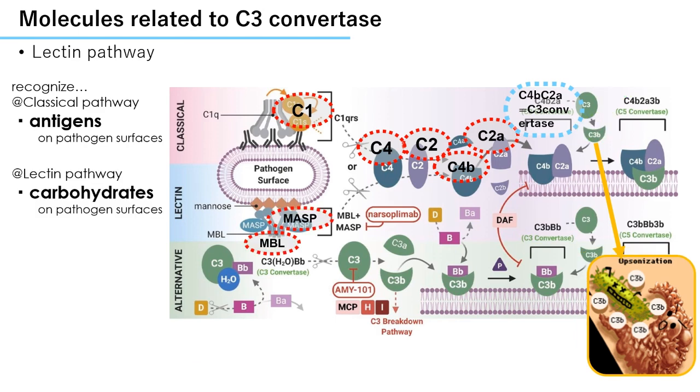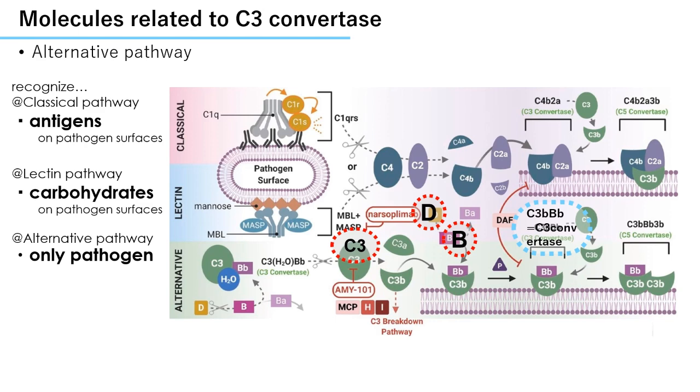The lectin pathway is initiated by soluble carbohydrate-binding proteins that bind to particular carbohydrate structures on pathogen surfaces. In this reaction, the MBL and MASP complex binds to the surface. MBL is mannose-binding lectin, and MASP is MBL-associated serine protease. The latter pathway is the same as the classical pathway.